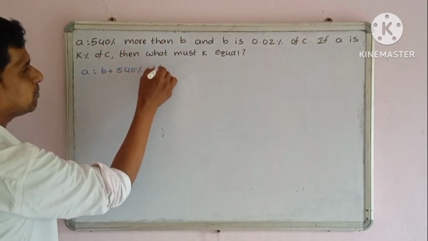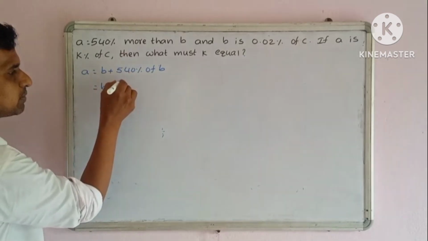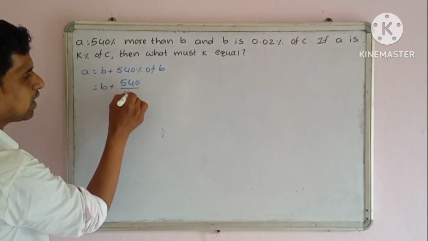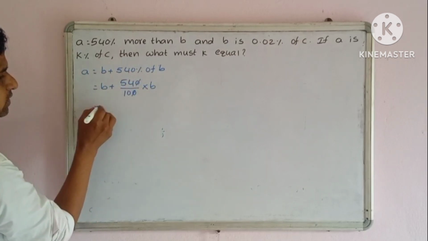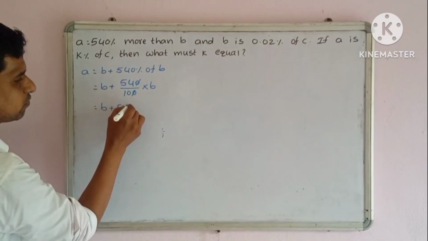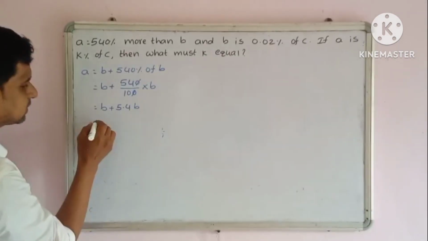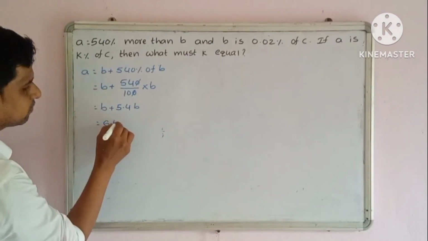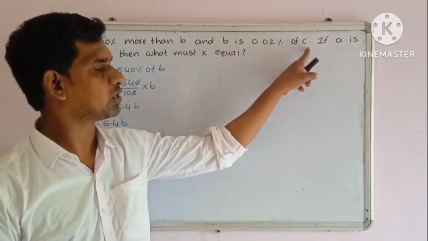540% of B. That equals B plus 540 by 100 of B. So the 0 gets cancelled. So B plus 54 by 10, 5.4 B. So B plus 5.4 B is 6.4 B. Next, B is 0.02% of C.